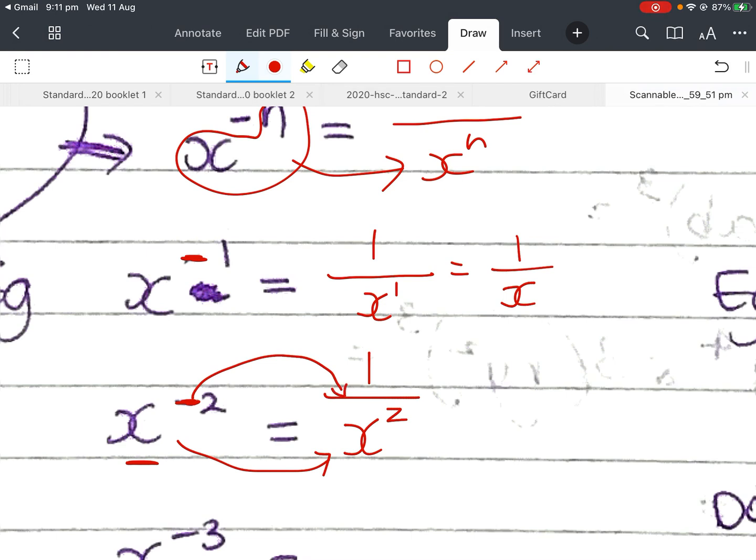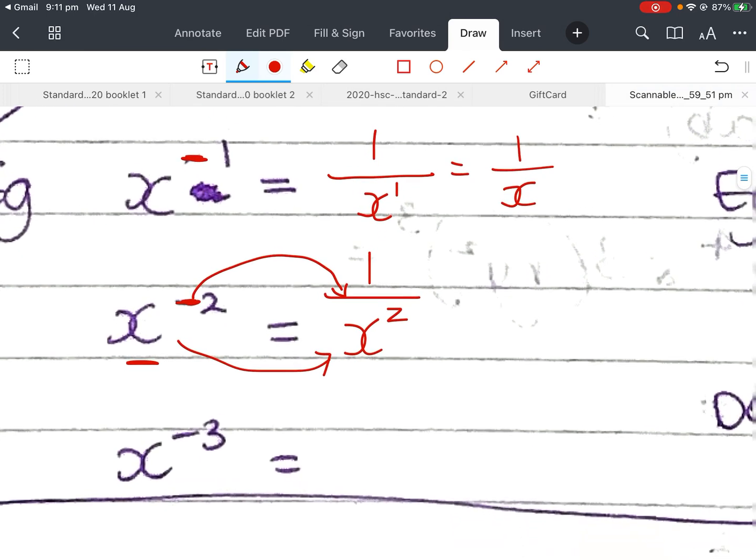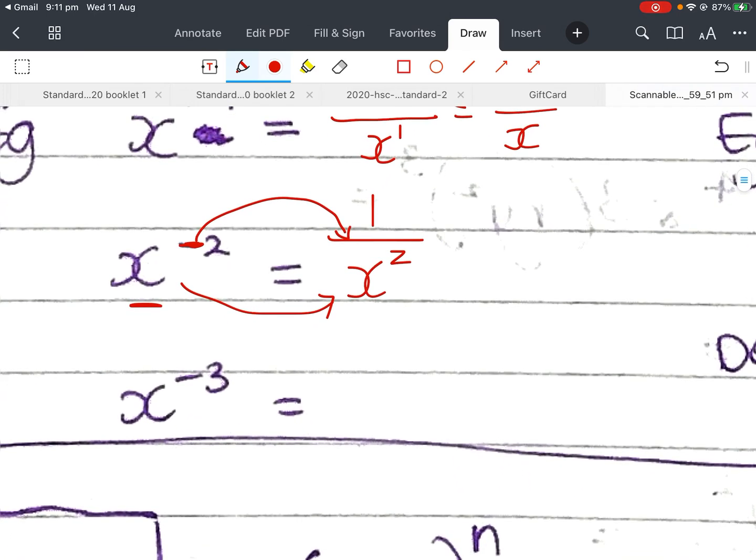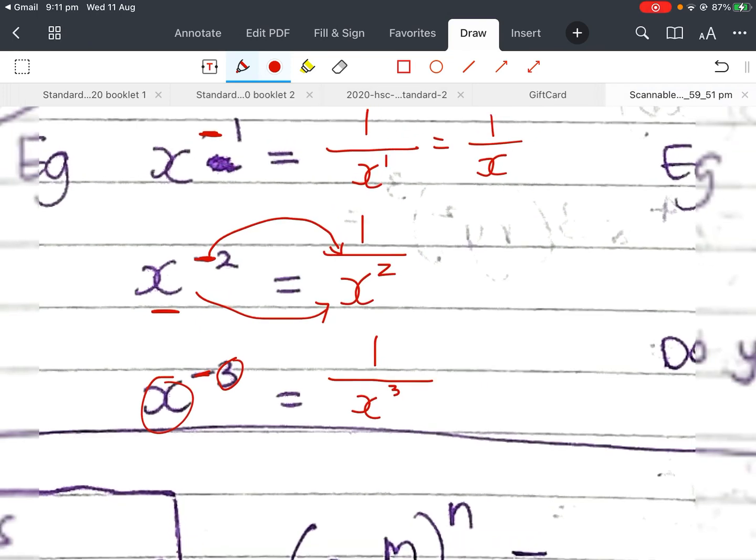Okay, and 1 over x squared, well, I can't change it into anything else, so it stays like that. So whenever you see the negative, put the fraction line, and whatever is on either side of the negative goes underneath the fraction line. We're going to do some examples of these soon. And if there's nothing to put on top, we only put a 1 up the top.